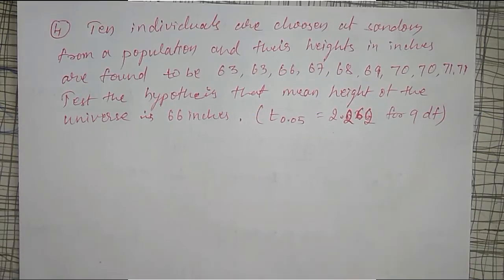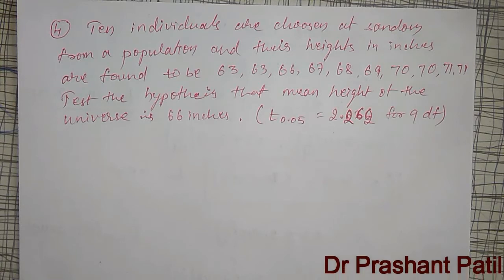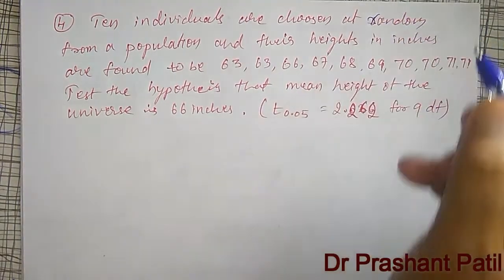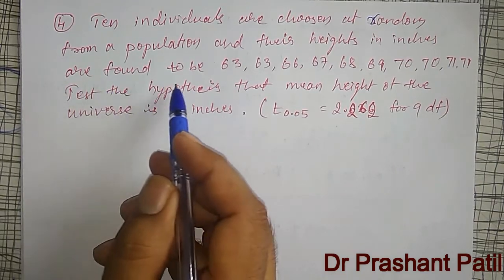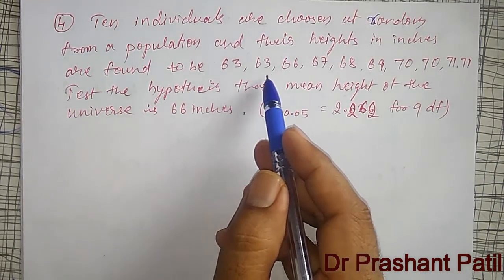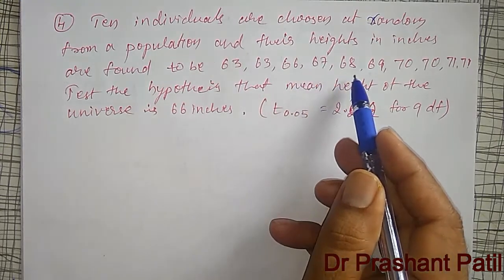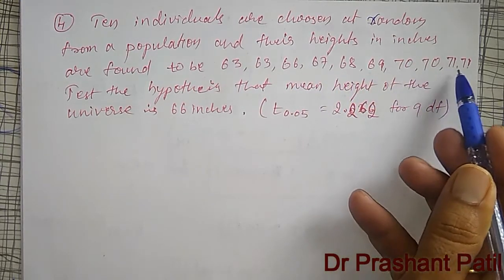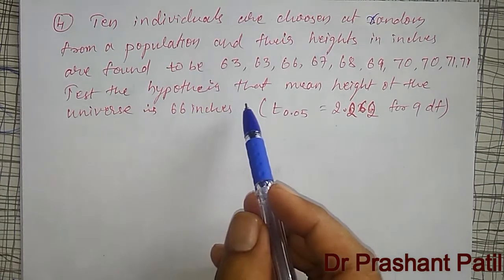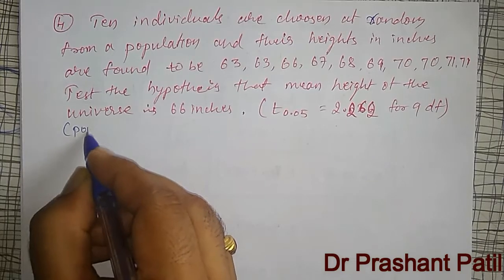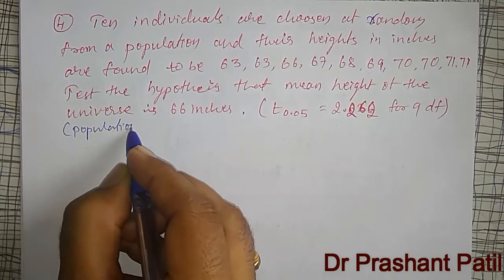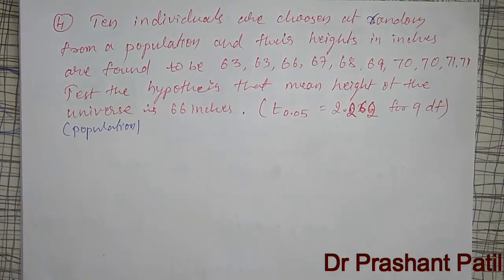Okay friends, another example on the student t distribution I am going to solve here. That is, 10 individuals are chosen at random from a population and their heights in inches are found to be 63, 66, 67, 68, 69, 70, 71, 71. Test the hypothesis that the mean height of the universe, again the population, is 66 inches.